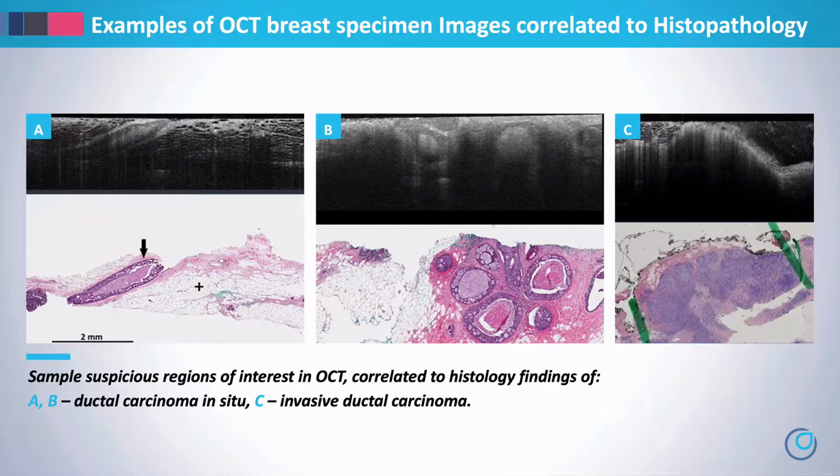This is an example of invasive ductal carcinoma here in part C. These densely packed tumor cells cause massive signal dropout. That's reflected here in a characteristic pattern in the OCT data.